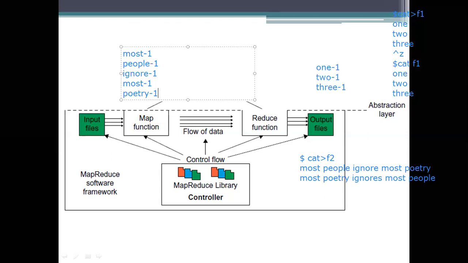Next, coming to the next representation, I am writing here the second line representation. The second line starts with most. In the second line, we are using most as one time only, and then the second element, poetry, which is considered one time. Then the third element is ignores, which is one time. Then the fourth element is again most, one, and the last element is people.